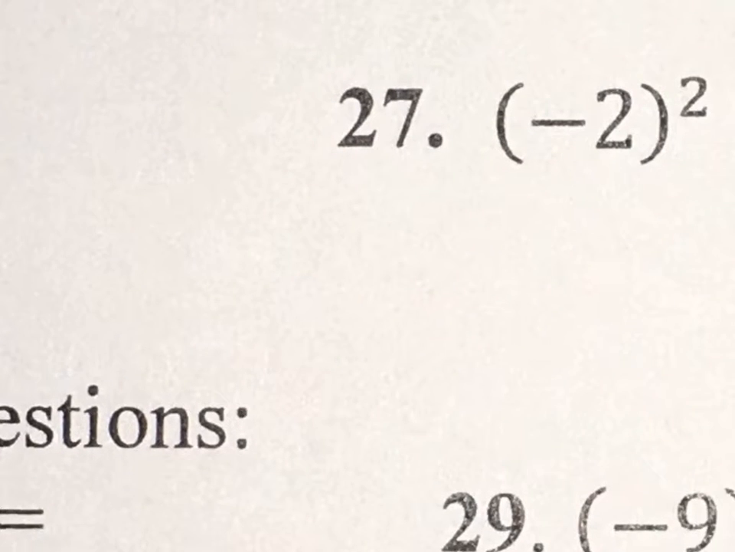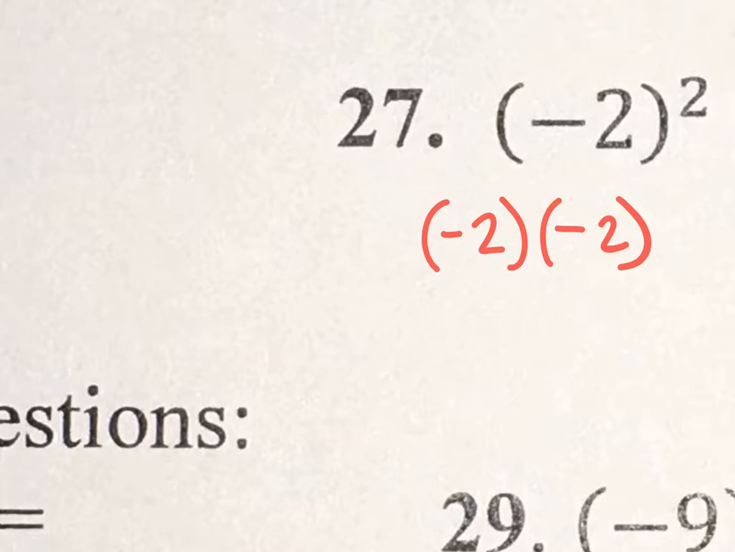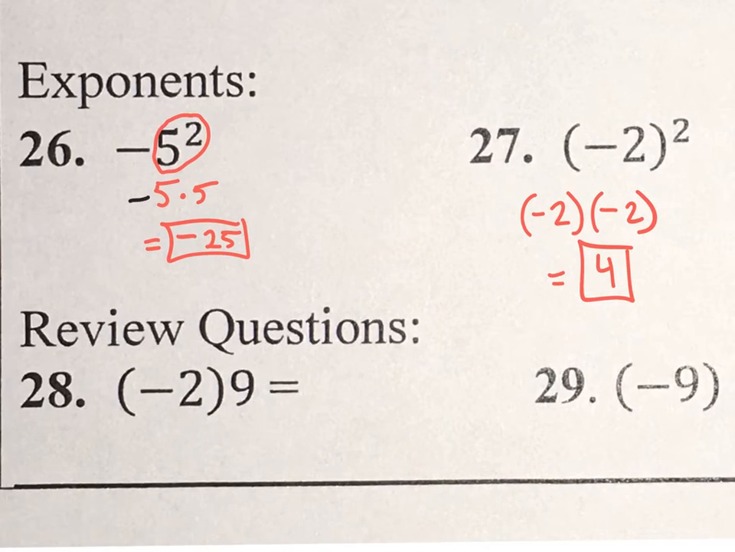But over here, the negative sign is part of the base, which is negative 2. So when I expand this one, I really do have negative 2 times negative 2. And of course, we all know that negative 2 times negative 2 is positive 4. So that's the big difference of not having parentheses and having parentheses with a negative inside.